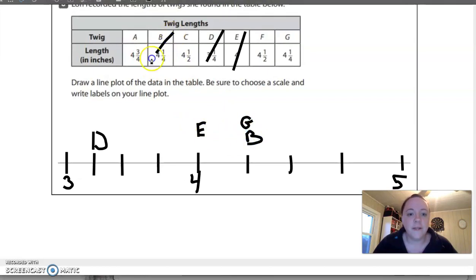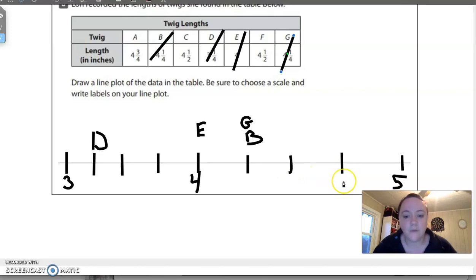Okay, so our B is gone, our G is gone. So we have 4 and 1/4, 4 and 2/4. Let's go on to our 4 and 3/4 real quick. So we have 4 and 3/4. Let's look.